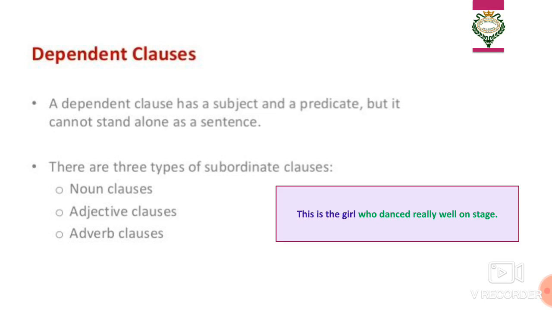Now, let us take an example. This is the girl who danced really well on stage. Now, this portion, who danced really well on the stage, cannot stand alone. It depends on the first half. This is the girl. This is the girl is the main clause because it has a complete meaning of its own. As the second half, who danced really well on stage, depends on the first half for its meaning, the second half is known as a dependent clause.